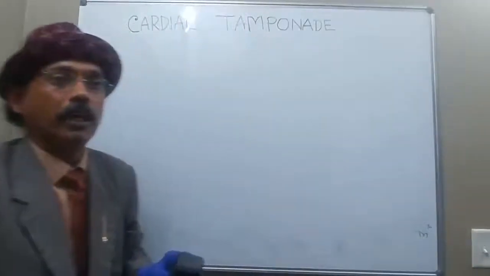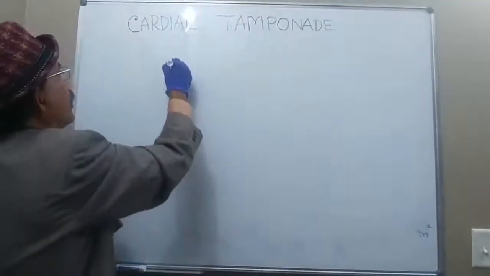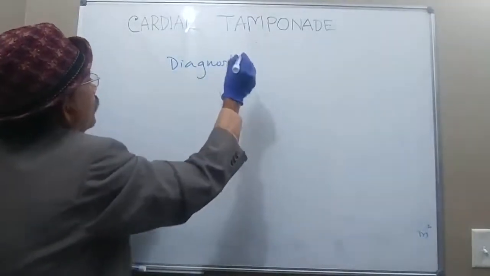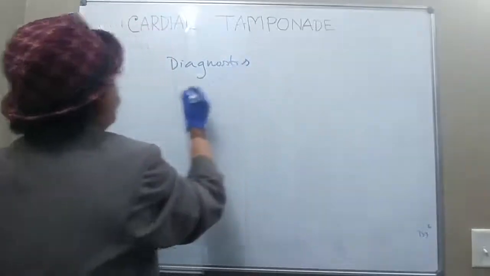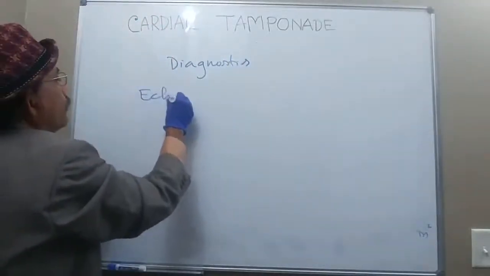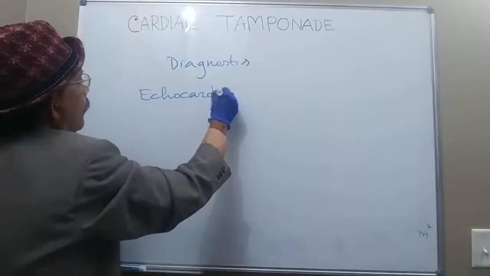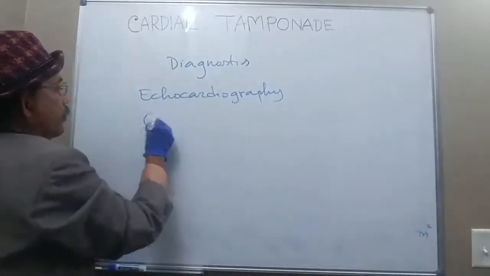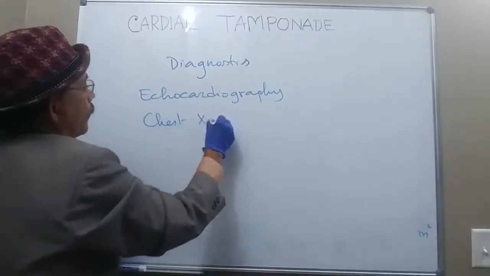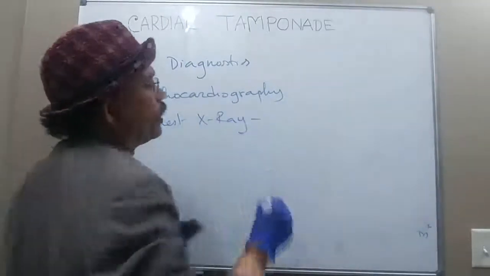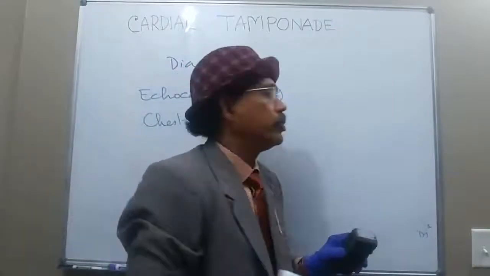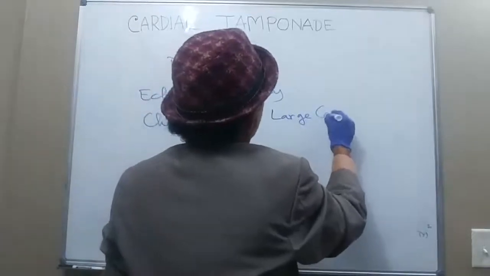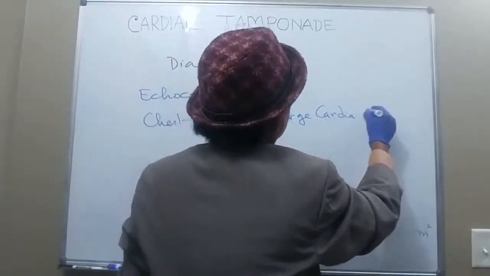Now go to the diagnostic tests. What are the diagnostic tests? Diagnosis is by means of echocardiography. We can do a chest X-ray. What will we get on the chest X-ray? We'll get a large cardiac silhouette.